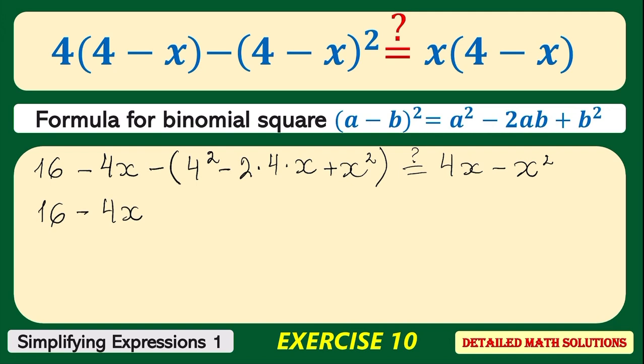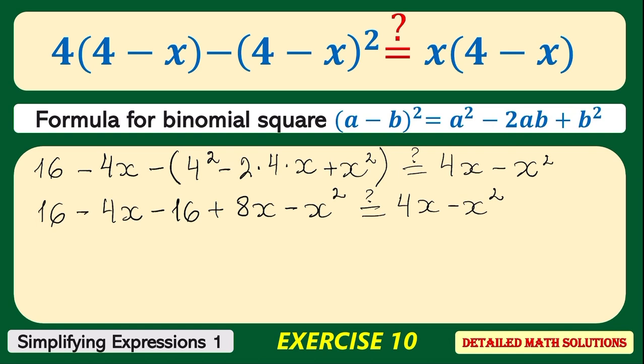Now I have a negative sign in front of the parenthesis. It will flip the sign for each term because it's the same as multiplying -1 with each term within the parenthesis. So when I do that, I get minus 16 plus 8x minus x squared. And I need to prove that it equals 4x minus x squared.